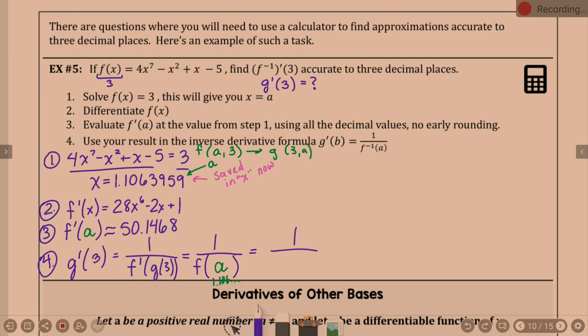And 1 over, oops, that's supposed to be f prime of a. Didn't we just find the f prime of a value? Yep. That's 1 over 50.14677 whatever value. And this is, take your calculator and divide it. So 1 divided by, I'm going to go back up and use the original one we got. Either way, you'll get it pretty accurate. 0.01994144624 is what mine is.